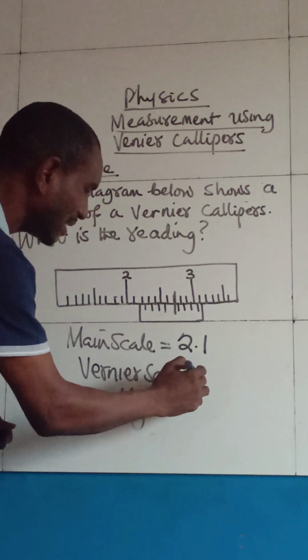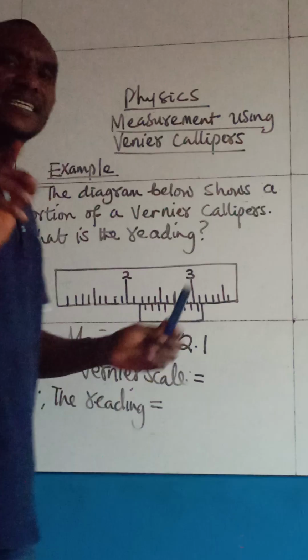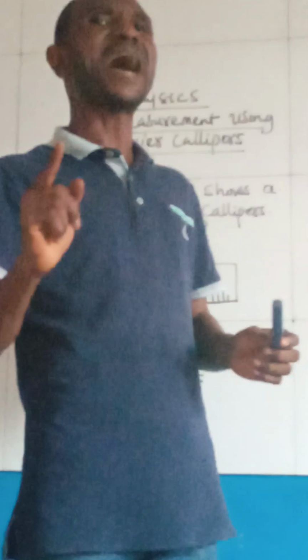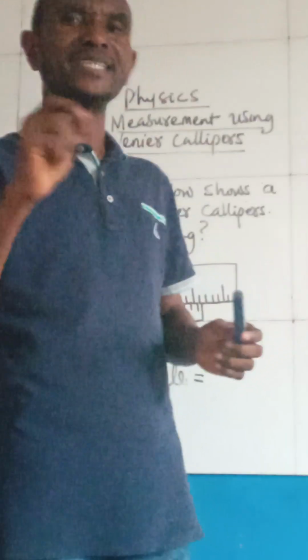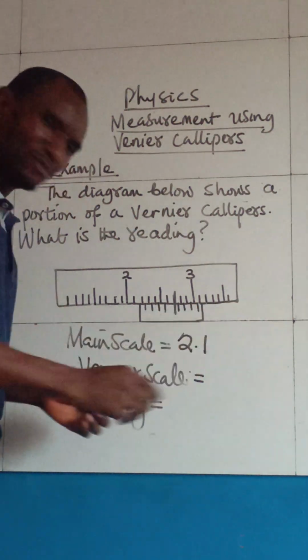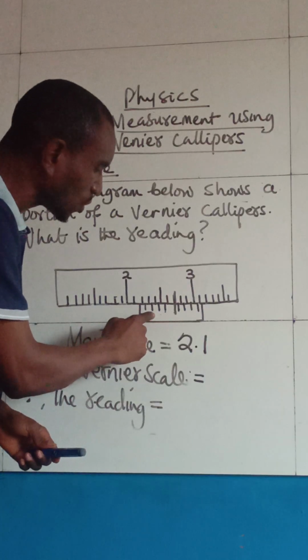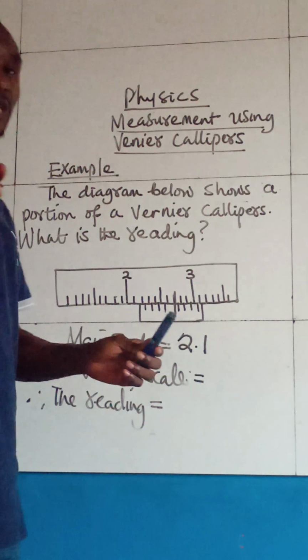Then that of the vernier scale. Now look at the vernier scale. Remember that the vernier scale is divided into 9 parts. Each part in millimeters is equal to 0.1, which in centimeters is 0.01. Now, how do you read? Everywhere is line. If I want to start at 0.01, 0.02, 0.03 centimeter, where will I stop?